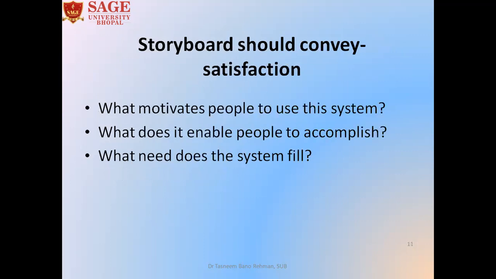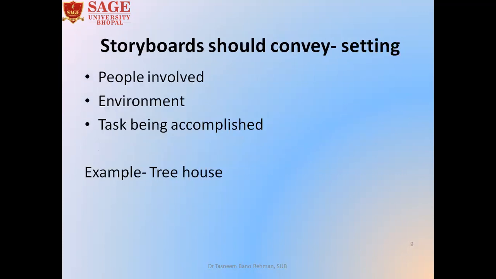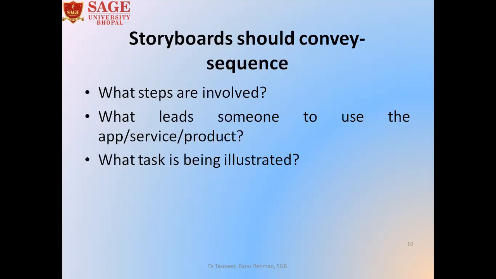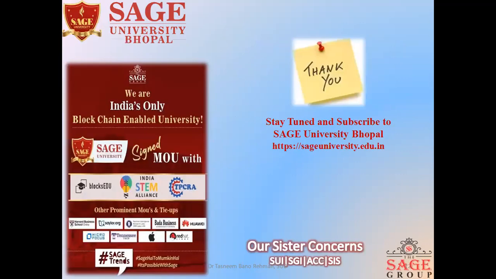Then a storyboard should convey satisfaction. What motivates people to use the system? What does it enable people to accomplish, and what need does the system fill? So by taking the example of building a tree house, who will get the advantage? Of course, the tree house is meant for children, kids to enjoy, to have fun. So with all these three questions in each outcome, please let me know.